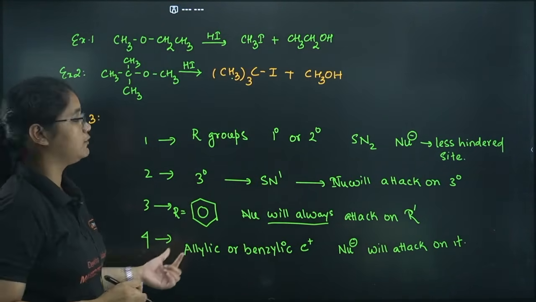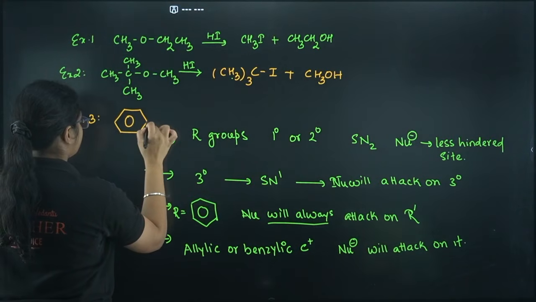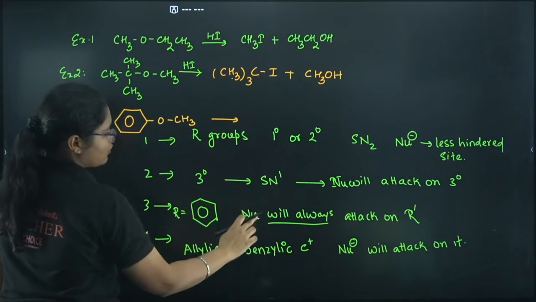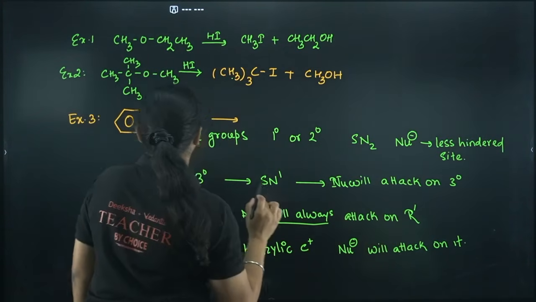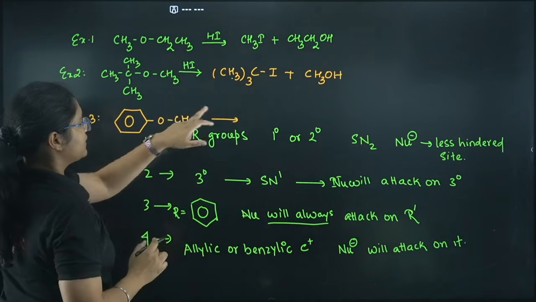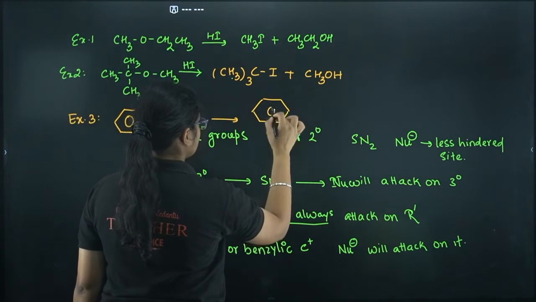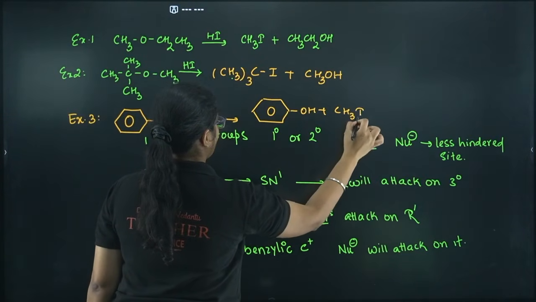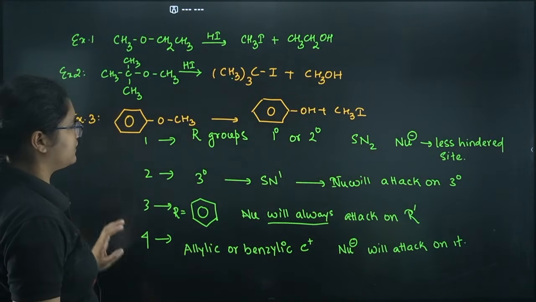Next, coming to example 3. If you have one side a phenyl group, a compound like this, phenyl-O-CH3, in that case I minus will always attack on R dash, the alkyl side. So if this is R dash, then I minus will always attack on this one and you will always get the product phenol plus CH3I.